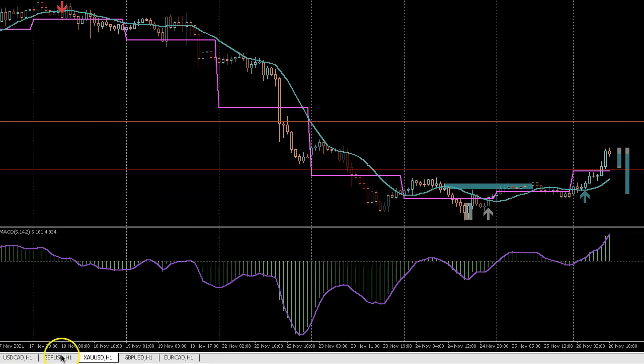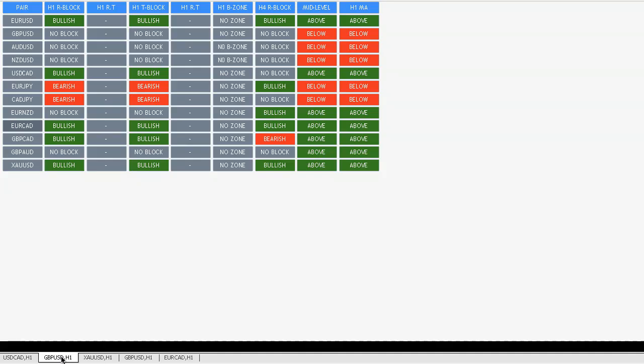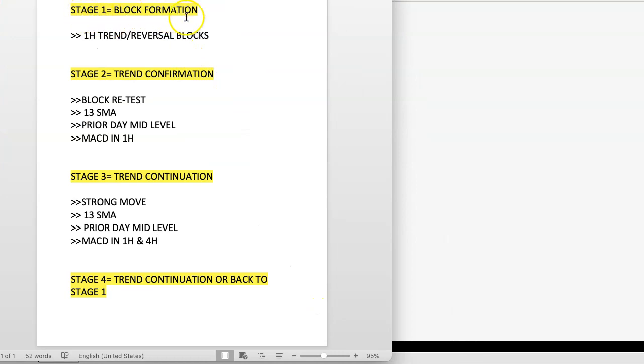Okay, traders, so this is it for the dashboard on the 1 hour strategy. You're going to love it. Again, all we have to do is wait for our stages, and wait for the MA alert to go along with our boxes or our trend blocks. And here are the rules again. Stage 1 will be block formation. We wait for a 1 hour trend and reversal blocks to happen.